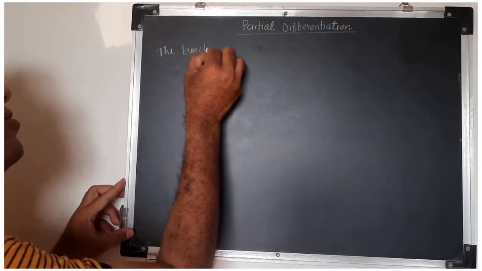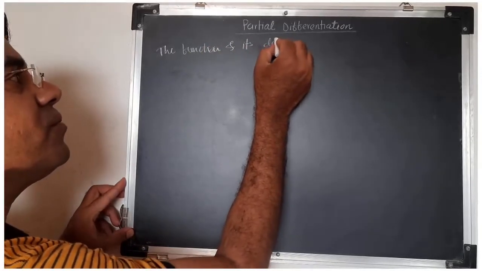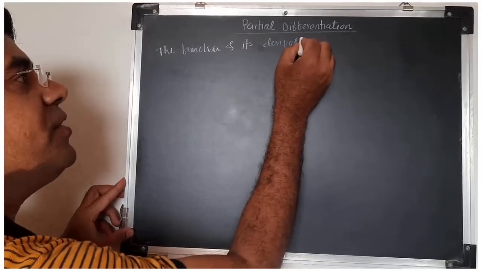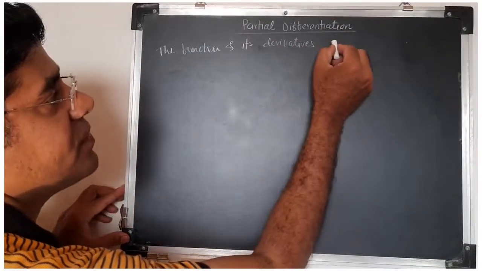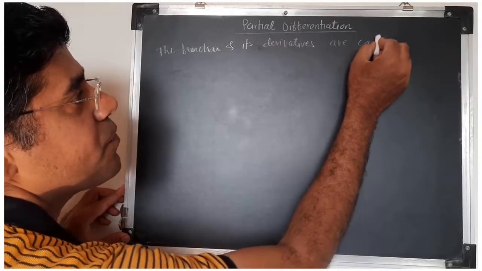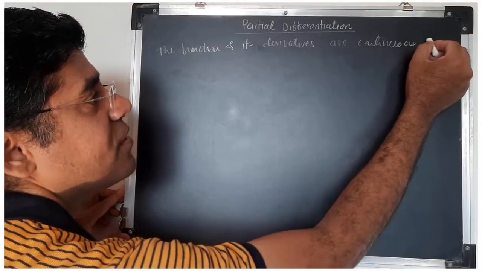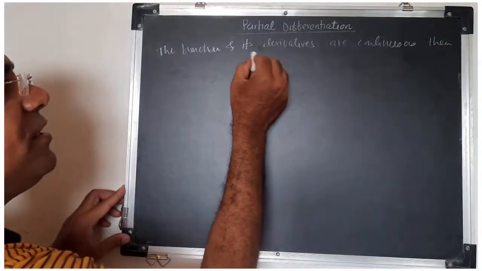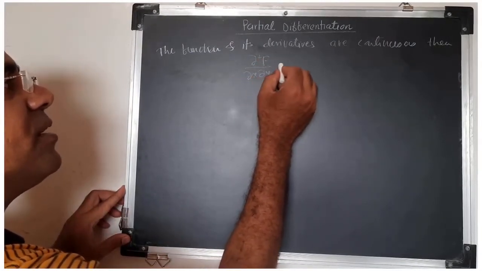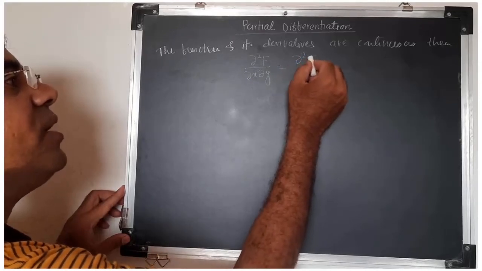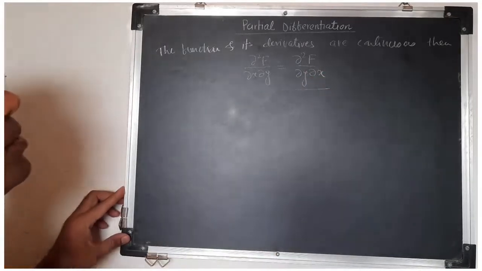One statement is: if the function and its derivatives are continuous, then we can write that the second partial derivatives are commutative. That is, del squared f by del x del y is equal to del squared f by del y del x. Okay, so probably you have seen this in mathematics.